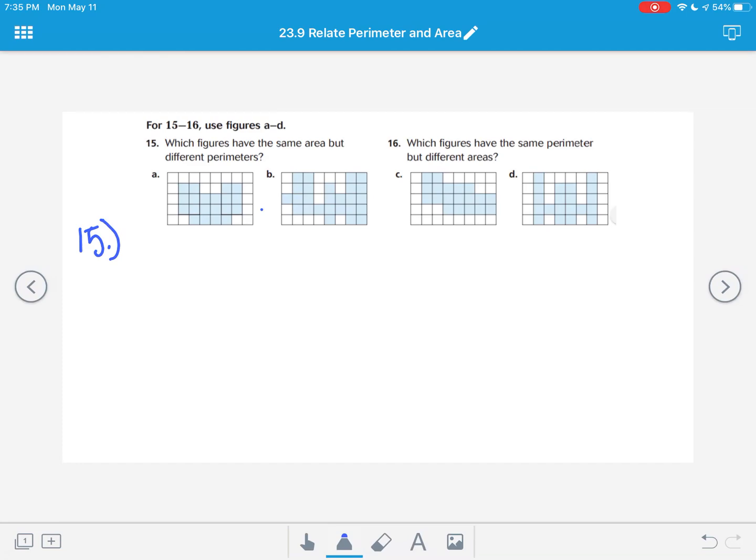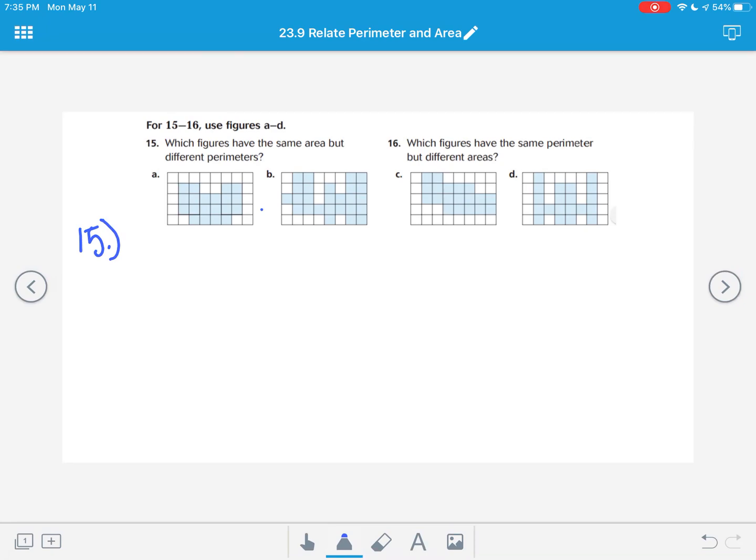All right, we're going to now compare a couple figures and see which ones have the same area but different perimeters, or the same perimeters but different areas. Let's take a look at number 15. We're going to use figures A, B, C, and D to answer these questions. For number 15, it asks which figures have the same area but different perimeters.